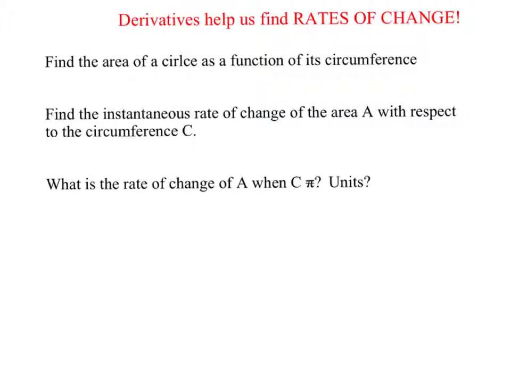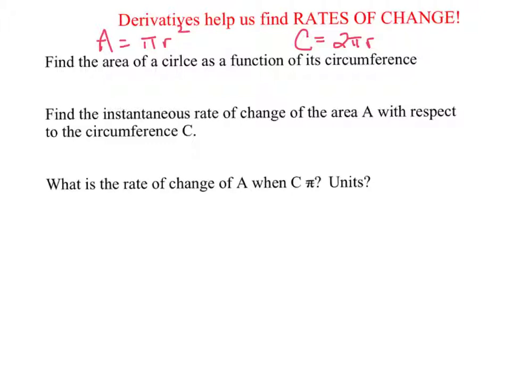Similar to the last example, but I'm finding the area of a circle as a function of its circumference. Let's start by saying that area of a circle is pi r squared. Circumference of a circle is 2 pi r. I want you to notice that the derivative of area is circumference. I'll explain why in a moment.